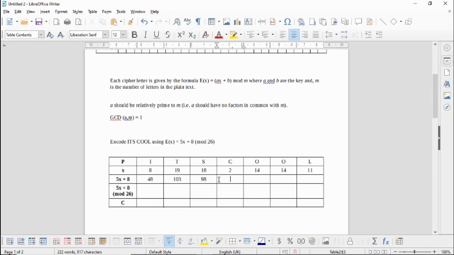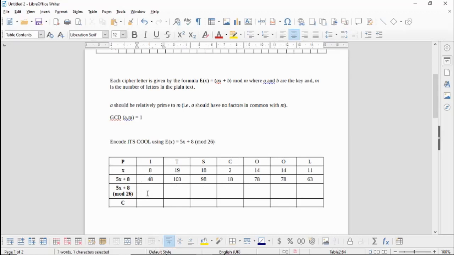When x is equal to 2, 5x plus 8 is equal to 18. When x is equal to 14, 5x plus 8 is equal to 78. When x is equal to 14, 5x plus 8 is equal to 78 again. When x is equal to 11, 5x plus 8 is equal to 63. So now we've got our values, and we're going to work out 5x plus 8, i.e.